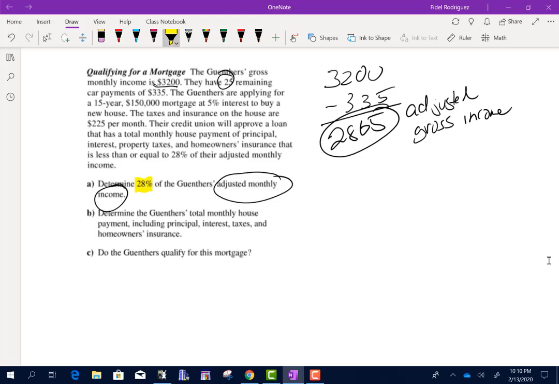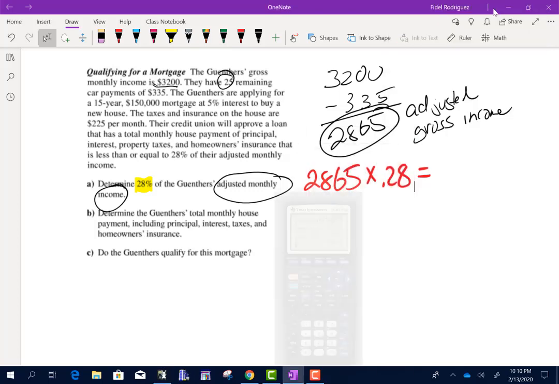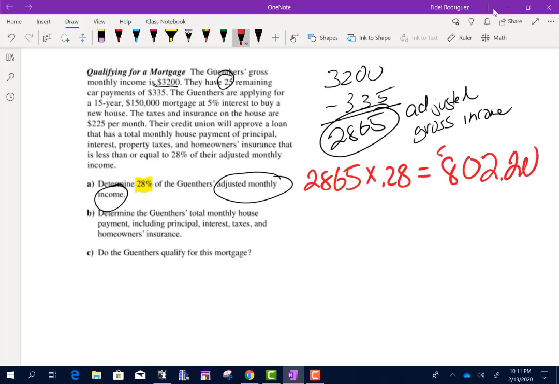Okay. Look at Part A. Part A says, can we find 28% of that? Of course we can. It's 2865 times 0.28. I'm just going to grab my calculator again and multiply that by 0.28. That gives me $802.20.